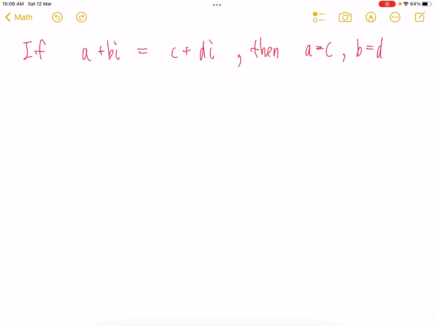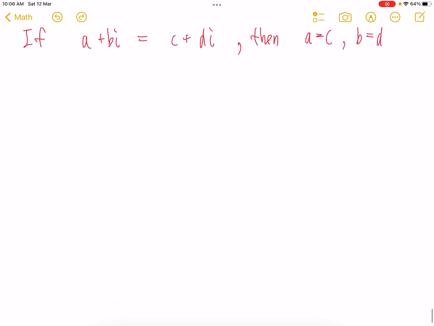Here, we have a property of the complex numbers. Basically, it's saying if a plus bi equals c plus di, then a is equal to c and b is equal to d, which makes sense, right? Just to say that the corresponding real numbers are the same and the corresponding imaginary components are also the same. Okay, that's fair enough.